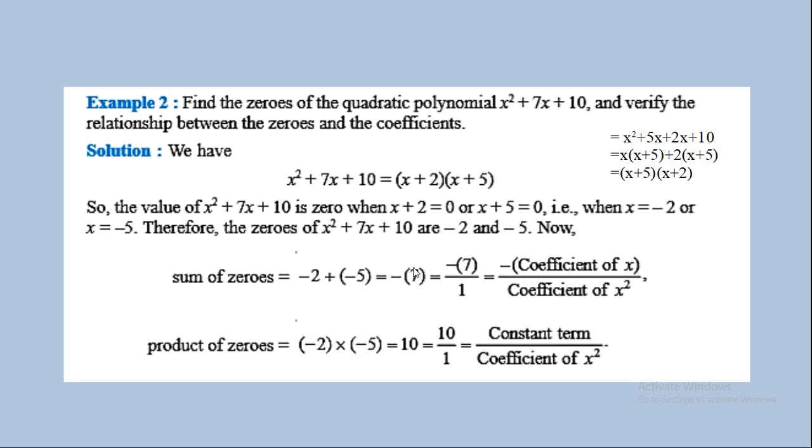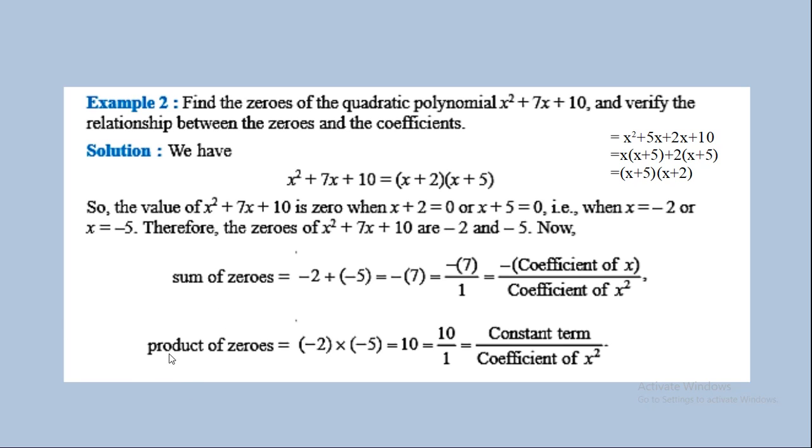So we can write this minus of 7 equal to minus of 7 by 1, that is equal to minus of coefficient of x dividing by coefficient of x square. This is the relationship between the zeros and the coefficient of x and x square.